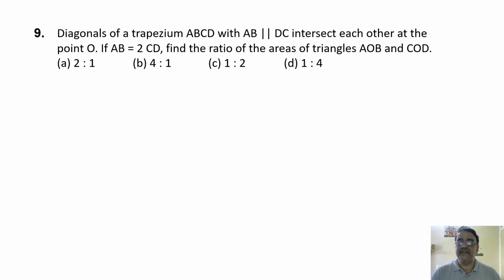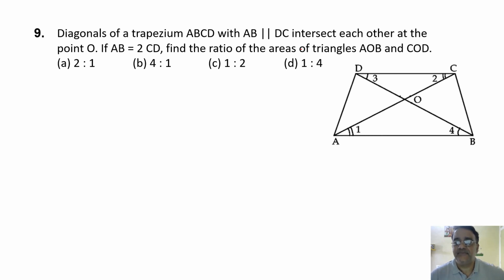Diagonals of a trapezium ABCD with AB parallel to DC intersect each other at the point O. If AB is equal to 2 times CD, find the ratio of the areas of triangle AOB and COD. First of all, we have to prove AOB and COD similar. This is the rough diagram, and from the examination point of view, there is no need to prove anything. You can go ahead directly.